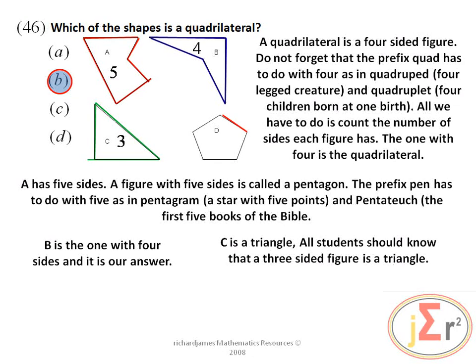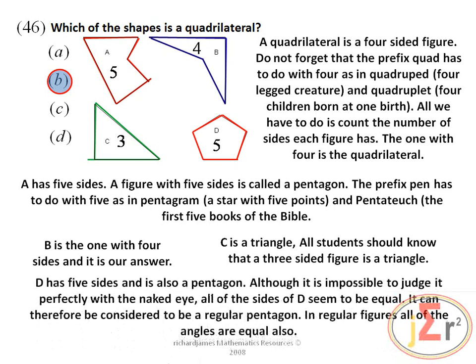And of course we have 1, 2, 3, 4, 5 sides. D has 5 sides and is also a pentagon. Although it is impossible to judge it perfectly with the naked eye, all of the sides of D seem to be equal. It can therefore be considered to be a regular pentagon. In regular figures, all of the angles are equal also.